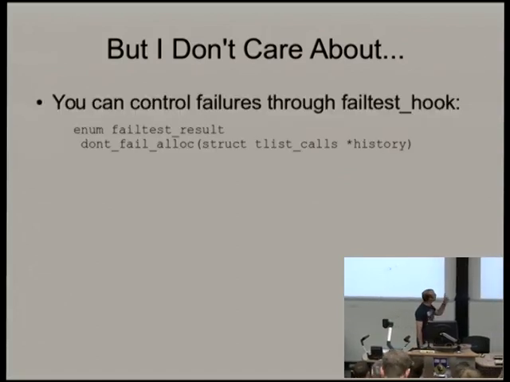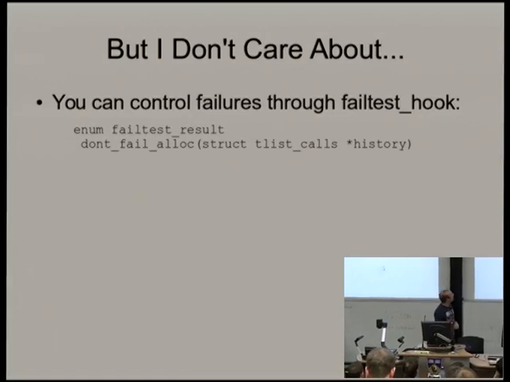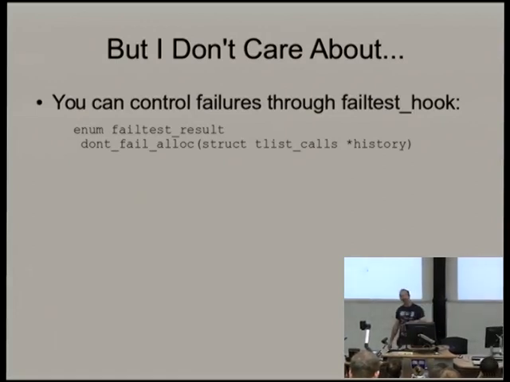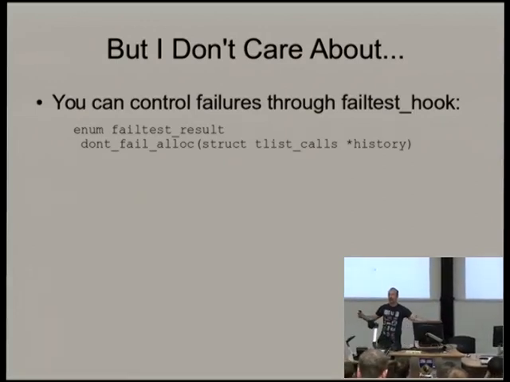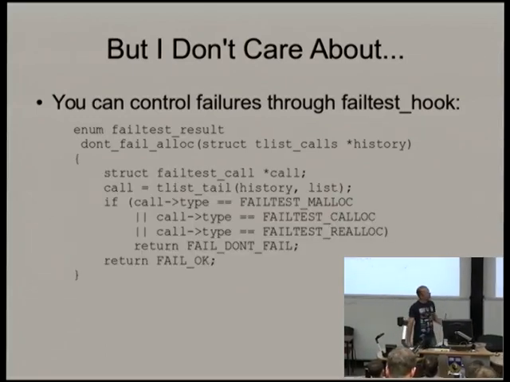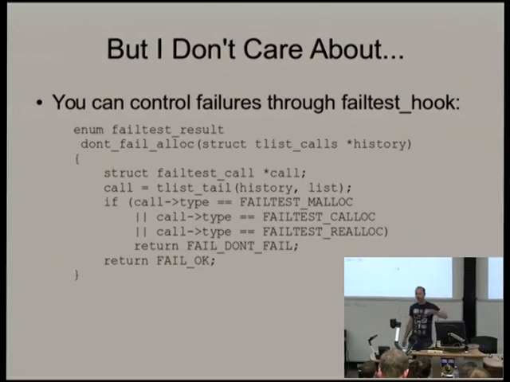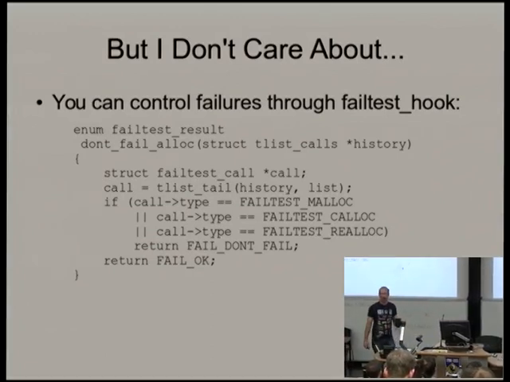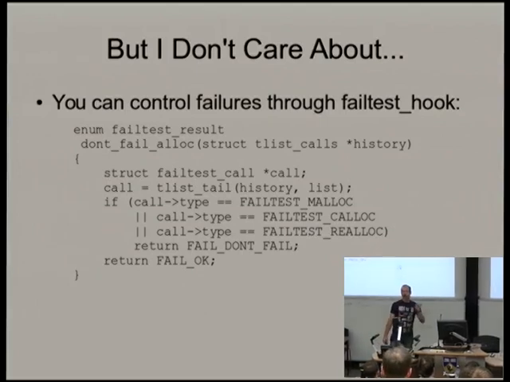Well, we have a hook called failtest hook. And you can basically, at every point, get the history of all the calls that have occurred and return one of various results. Fail, don't fail, which says actually don't bother injecting a failure here. Fail OK, which means yes, you can inject a failure here. And actually fail probe.